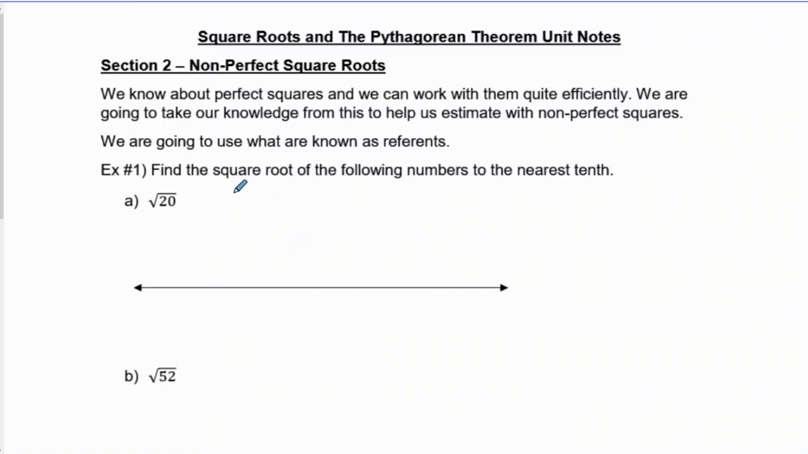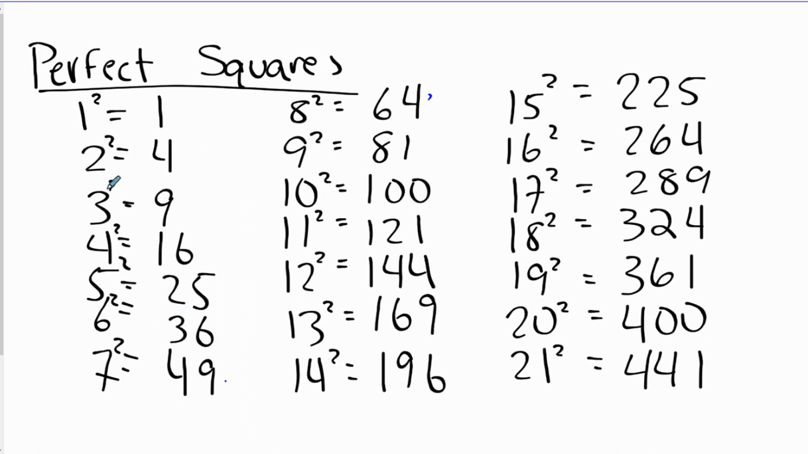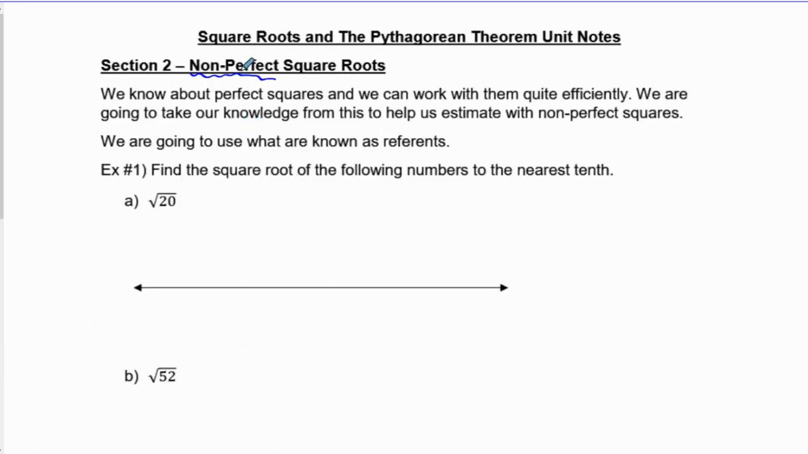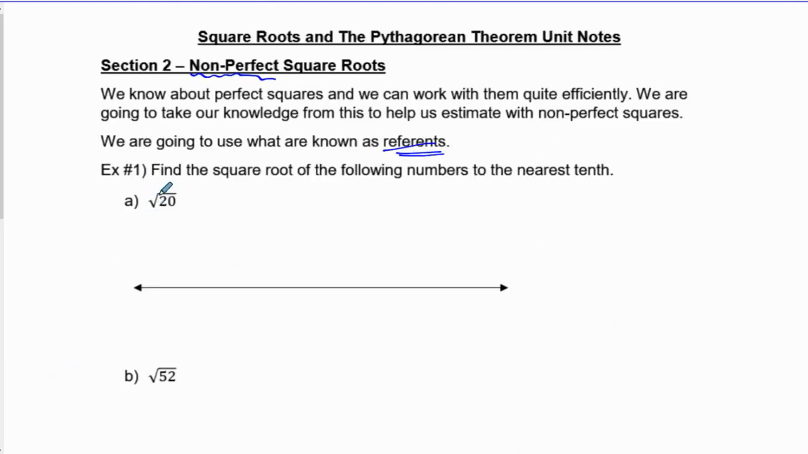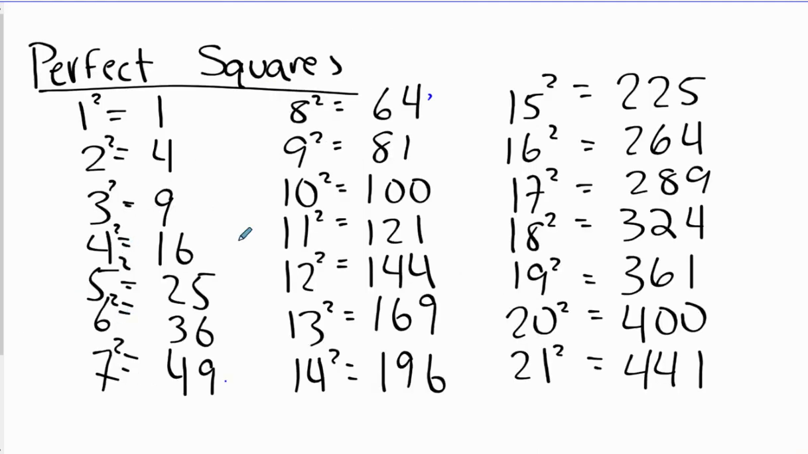Hey, all. So we're going to do our section 2 notes for finding the square roots of non-perfect squares. Last day we did the square roots of perfect squares, and here is the list that we made. Now we're going to use this list as a referent to find the square roots of non-perfect squares. So to find the square root of 20, 20 isn't a perfect square. It does not appear on my list.